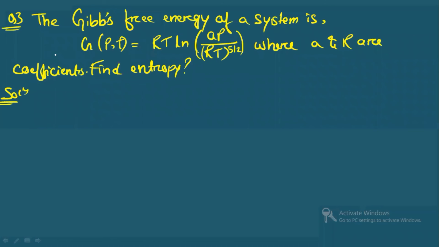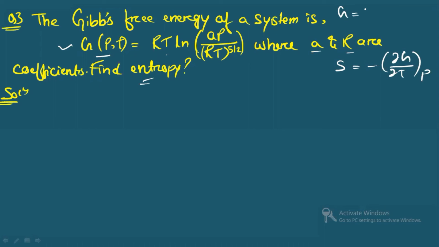Now let's see the third question. The Gibbs free energy of a system is G equals RT ln of (AP by RT to the power 5 by 2), where A and R are constants. You have to find the entropy. Gibbs free energy is given, you have to calculate entropy. We already know the Gibbs free energy will give you the entropy as S equals minus del G by del T at constant P.